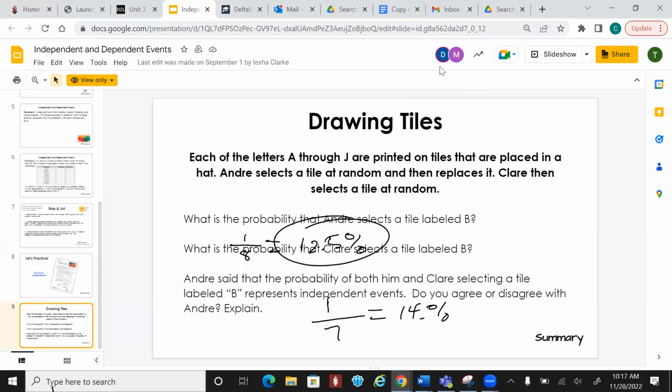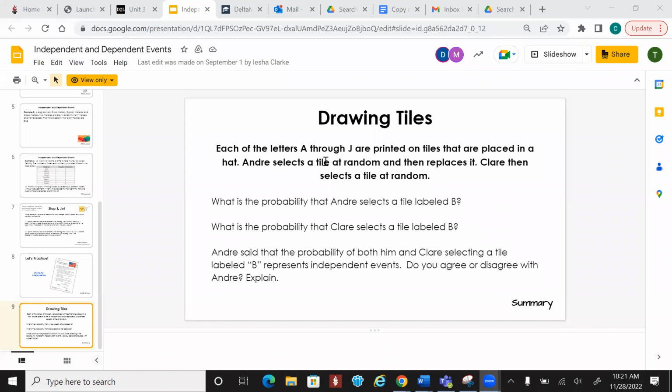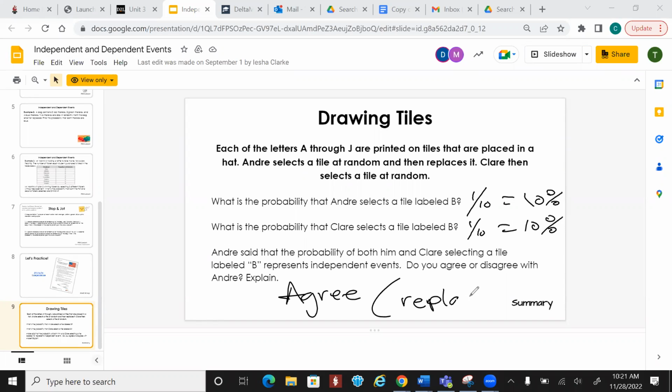Put this on your notes. Okay, tell me what you got. First one. 1/10, or 10%? Wow. Okay, what about the next one? I agree because if you put it back, her result isn't affected. Okay, because it was replaced. And they're also equal, right? They have the same. All right, cool. Good talk.